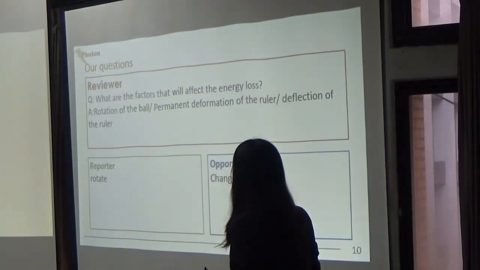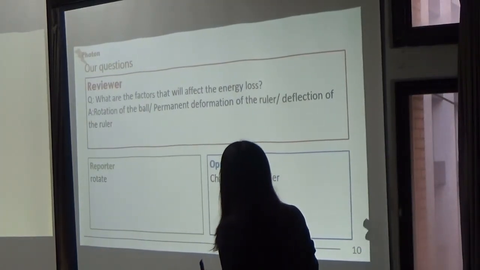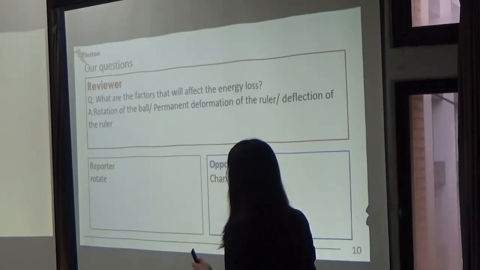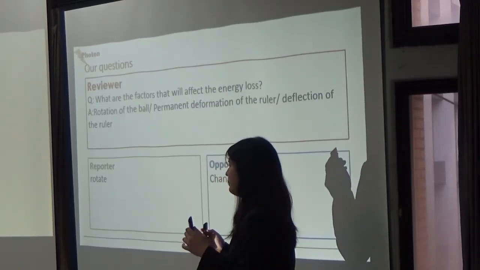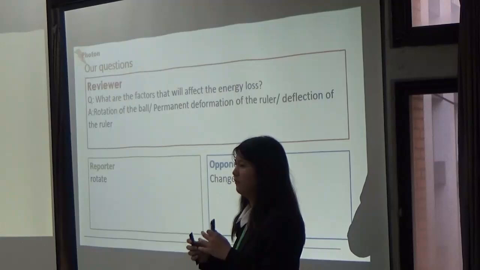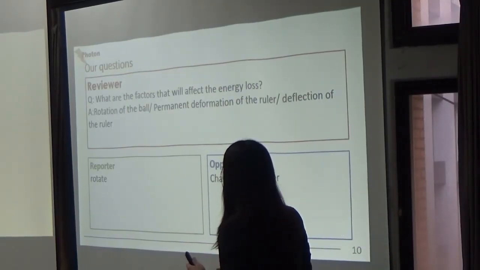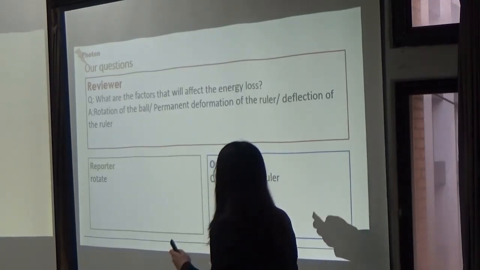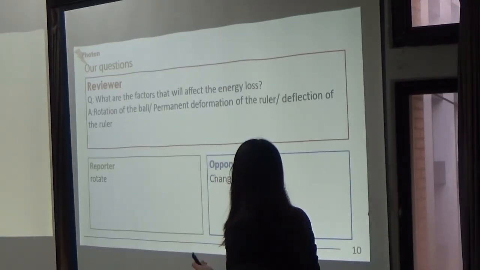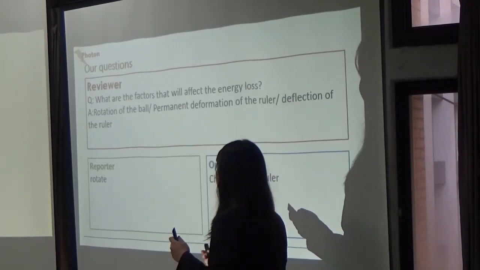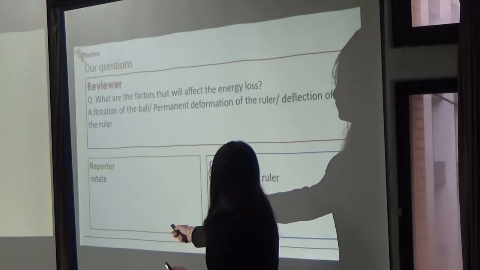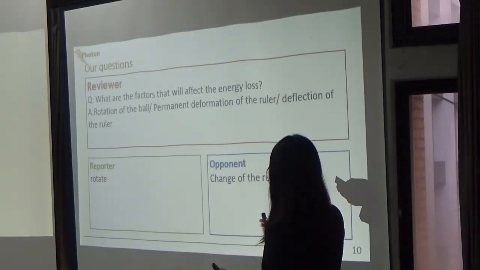And my question is, what are the factors that will affect the energy loss? Because I think the energy loss will be really important, and it will affect the experiment data about the velocity. And I think that will be the rotation of the ball, the permanent deformation of the ruler, and the deflection of the ruler. And the reporter just answered about the rotation, and the opponent thinks that is the trend of the ruler.